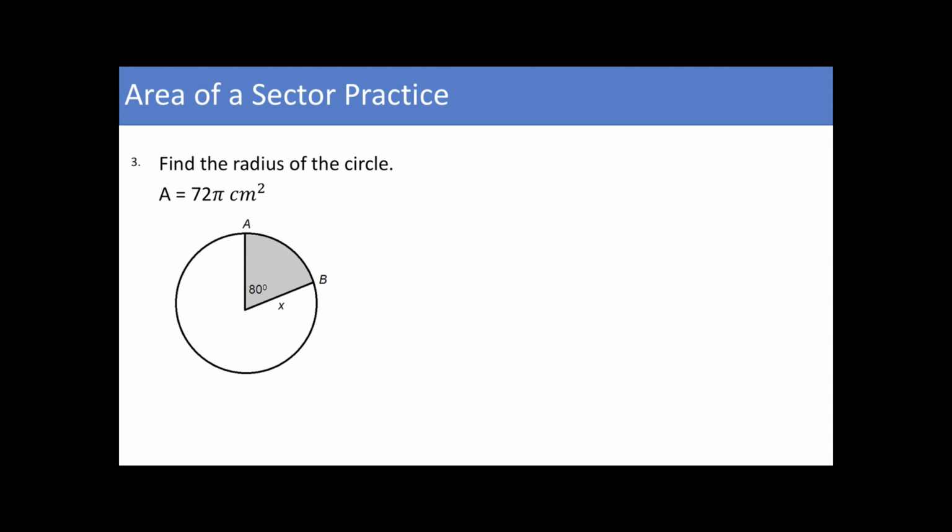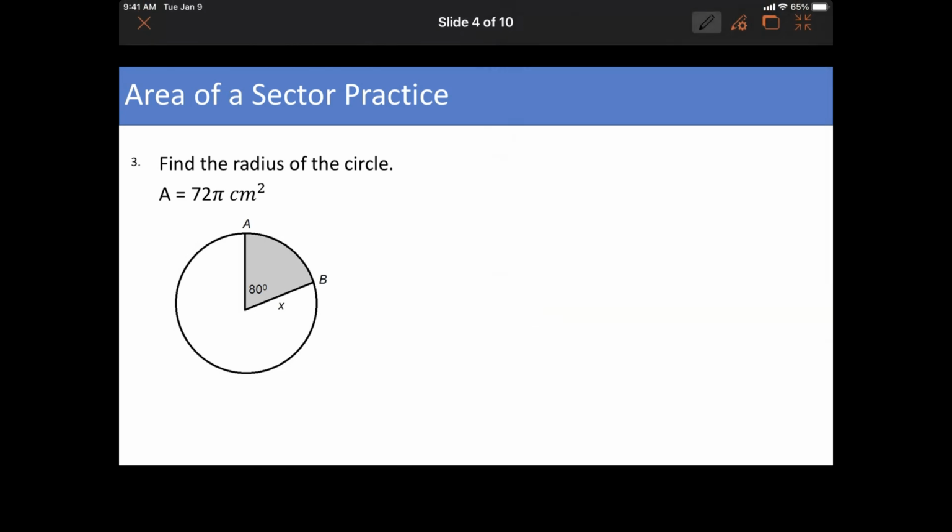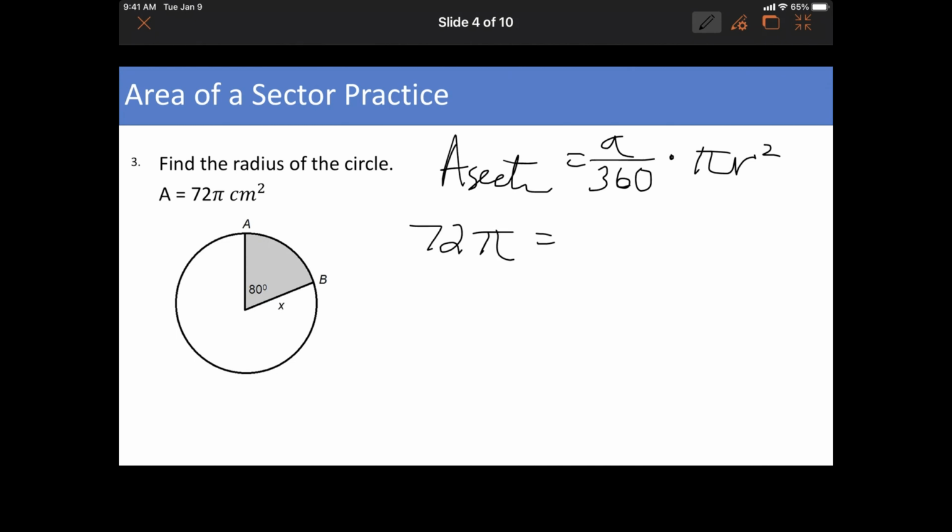If you read the directions, this time it's asking for the radius and it gives you the area. So if you remember the formula, right? Area of a sector equals A over 360 pi r squared. Okay, so I have the area is 72 pi. The degrees is 80 over 360 pi r squared. Okay, so I'm going to simplify this out, and this is just simplification.